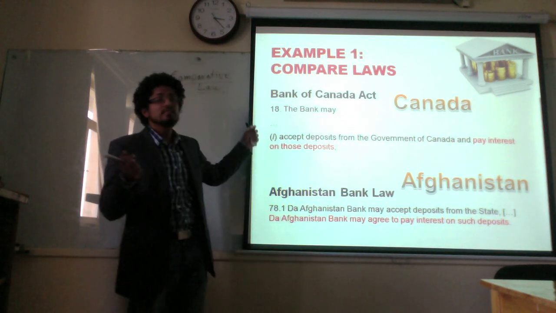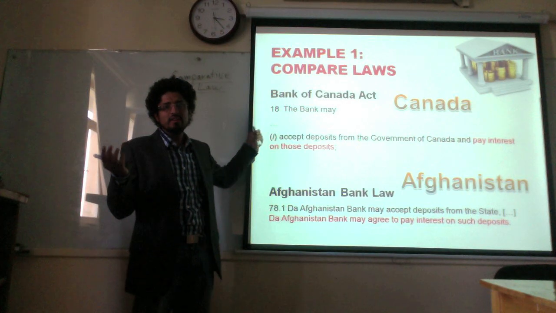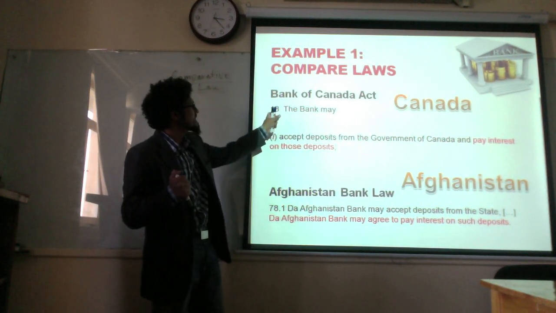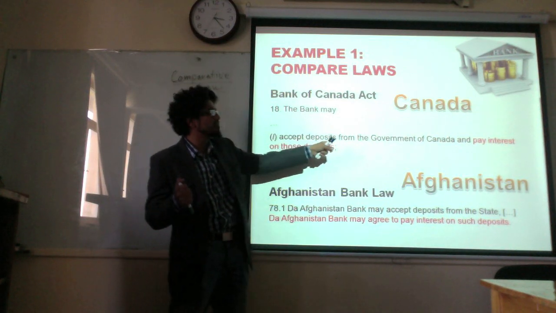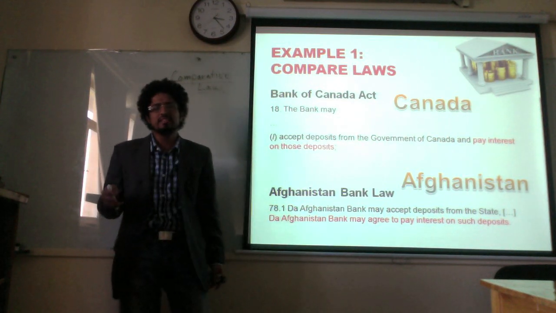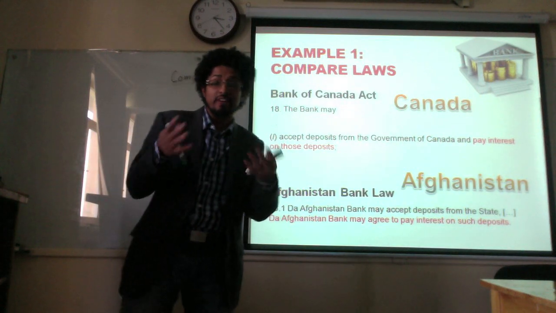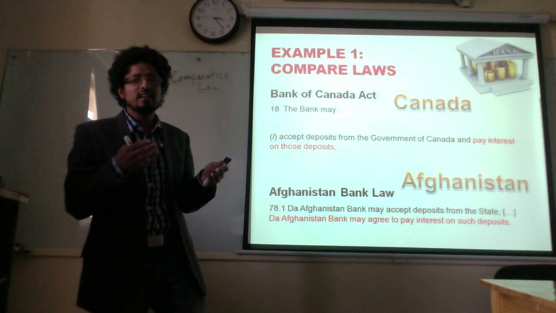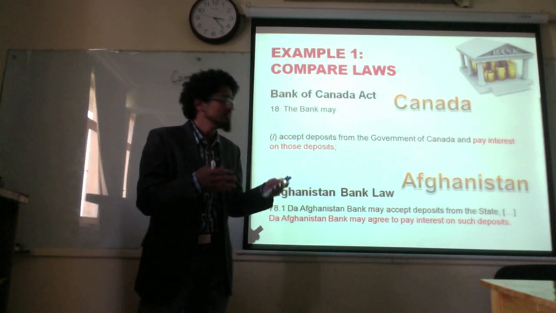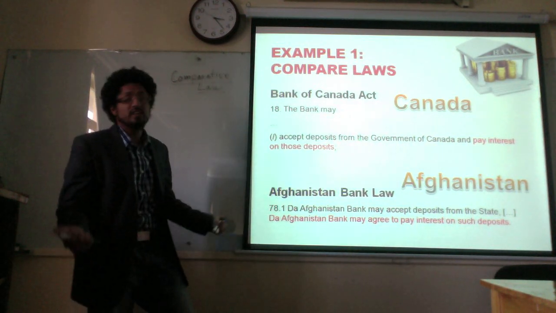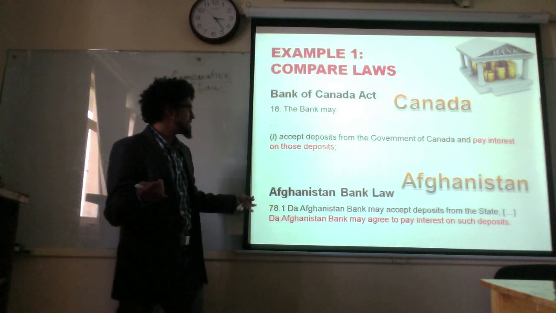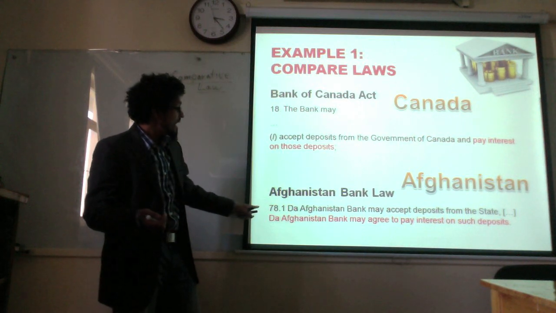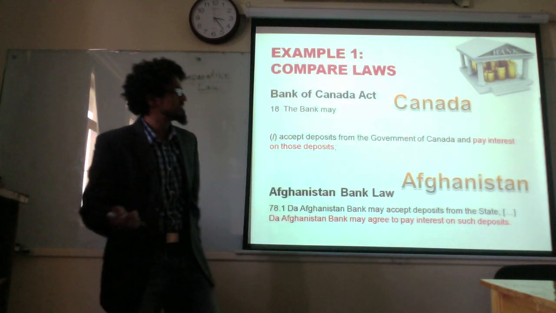In Canada, the law says the central bank, which we call the Bank of Canada, may accept deposits for the government of Canada and pay interest on those deposits. So essentially what it's saying is that sometimes the government will have extra money, it'll deposit that money into the Bank of Canada, and the Bank of Canada will pay interest on that amount. In Afghanistan, we have Da Afghanistan Bank, our central bank here, and it says the central bank may accept deposits from the state, and the central bank may agree to pay interest on such deposits.